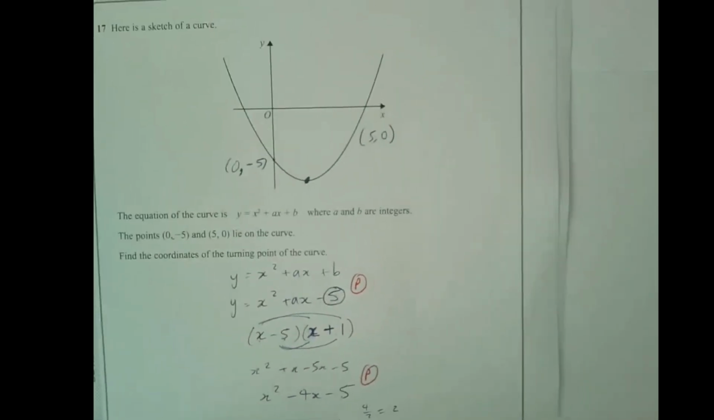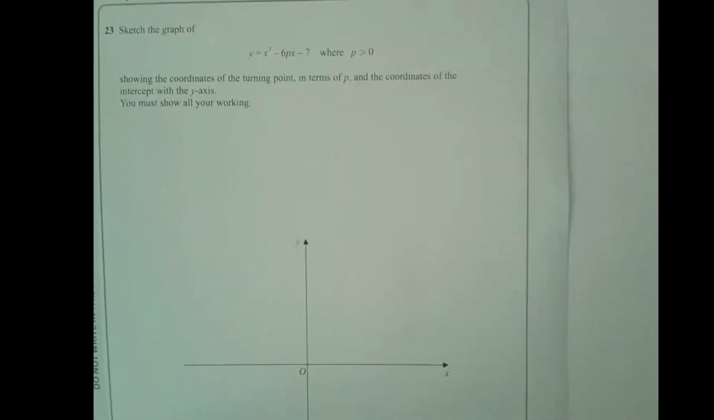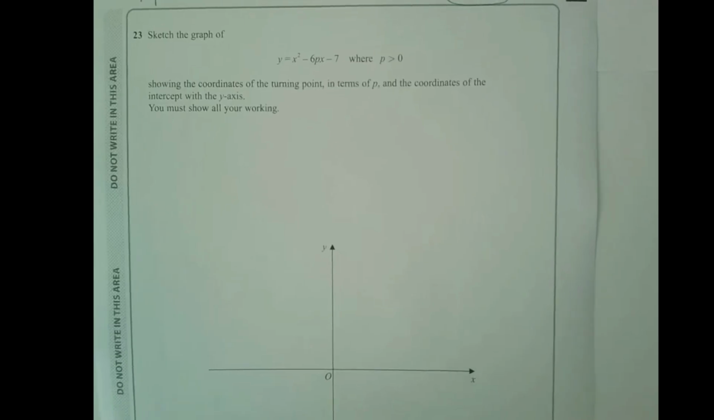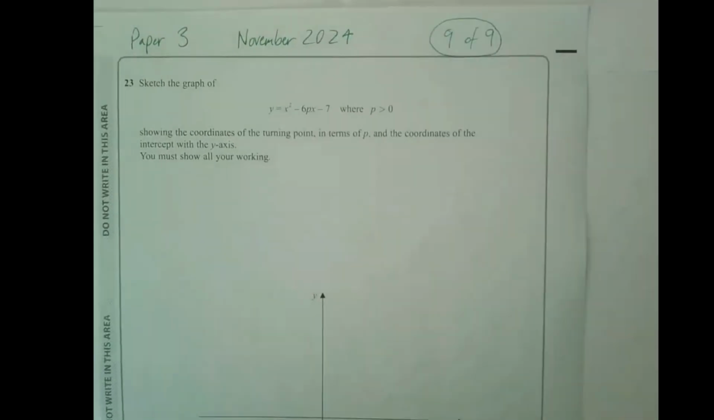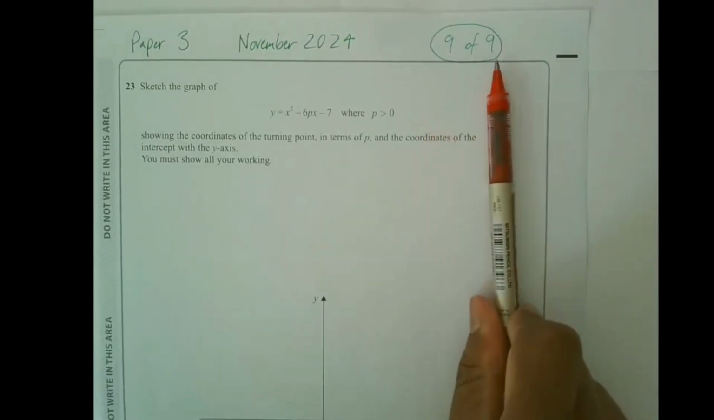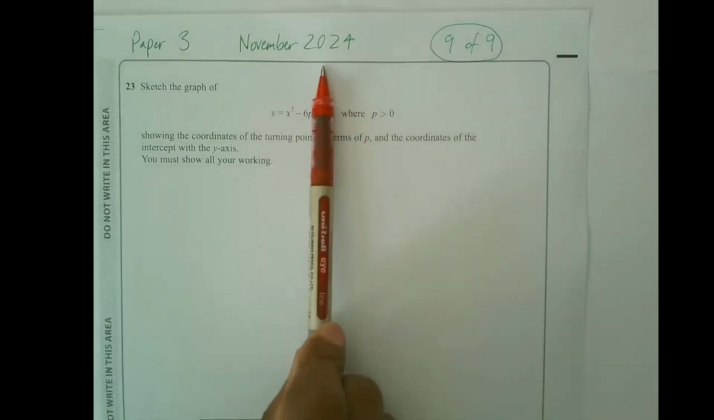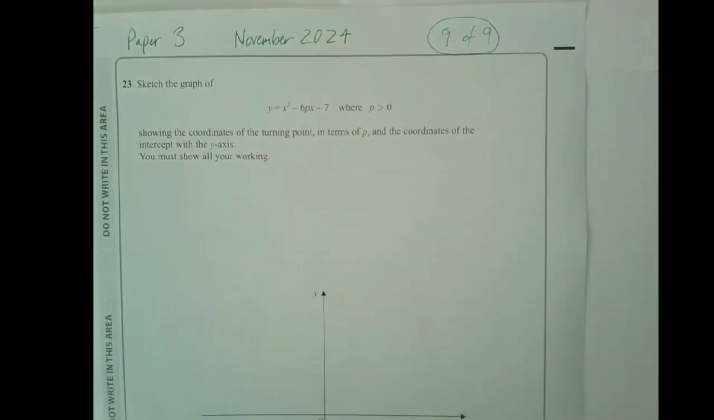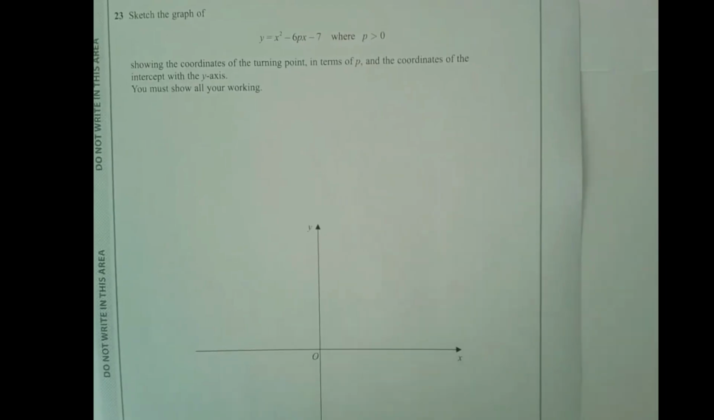Right, how did you do? I hope you did well there. We go to our last question of today's session. This is question 9 of 9, from November 2024, paper 3. We are allowed to use a calculator. All right, press pause, and when you are ready, you can press play for the answer.